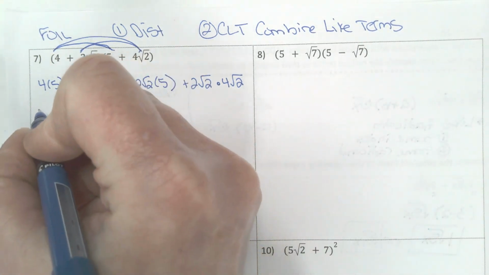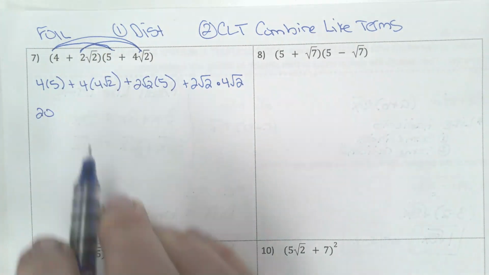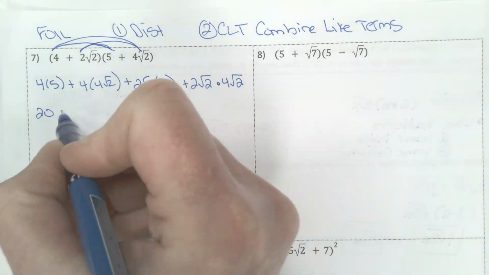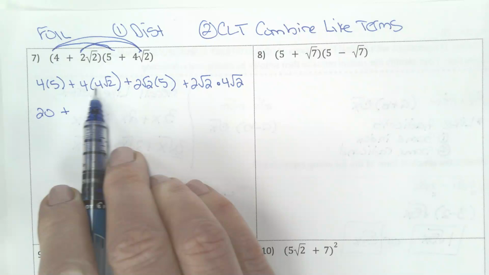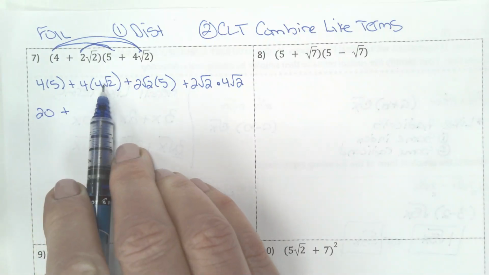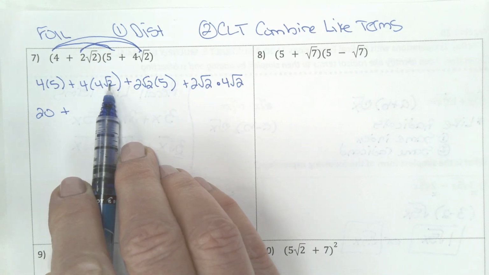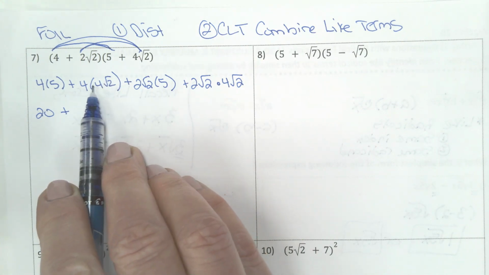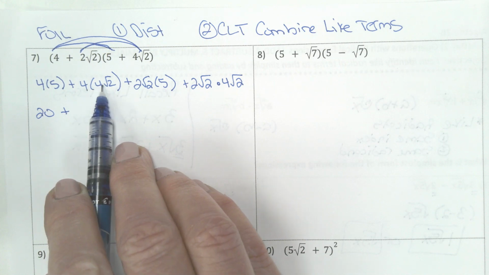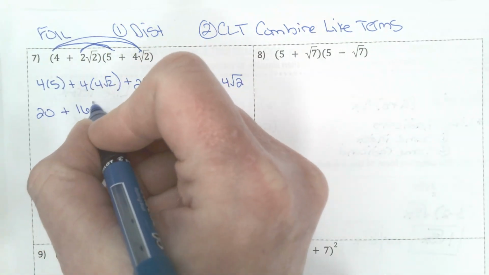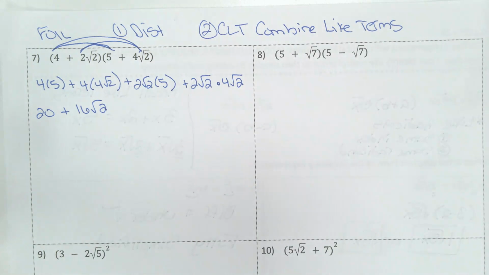4 times 5 is just simply 20. So right here, what you need to know is that these 4s are called integers. So numbers outside of the radical, you're allowed to multiply together, and then numbers under the radical, you're allowed to multiply together. So 4 times 4 radical 2 is 16 radical 2.